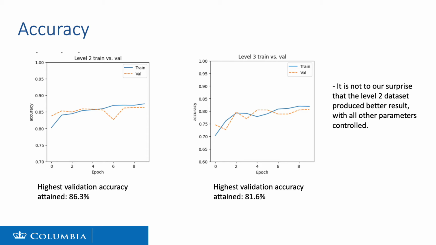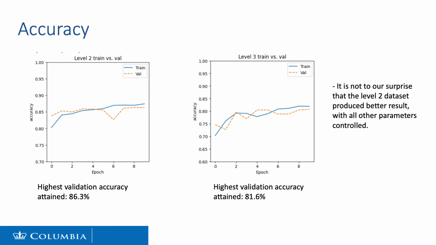We used accuracy as our metric for both models, and on this slide we have the accuracy of training and validation datasets for level 2 and 3 images. On the left we have the model for Zoom level 2, which attained the highest validation accuracy of 86%. And on the right, we have the model for level 3 images, which reached the highest validation accuracy of 81.6%, so around 82.